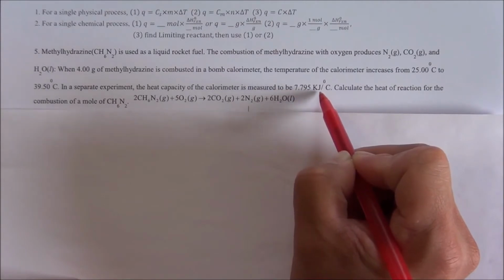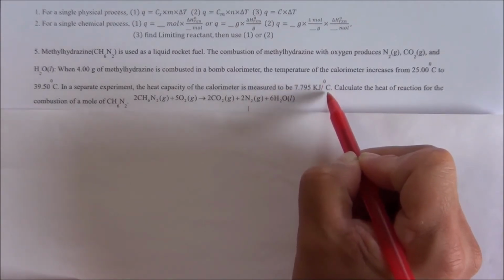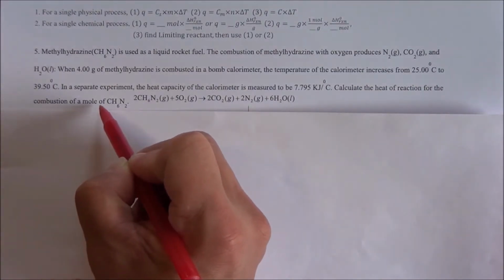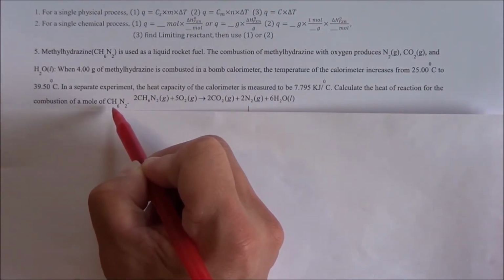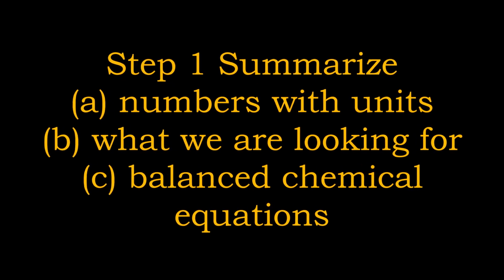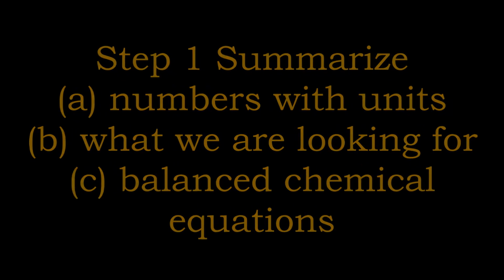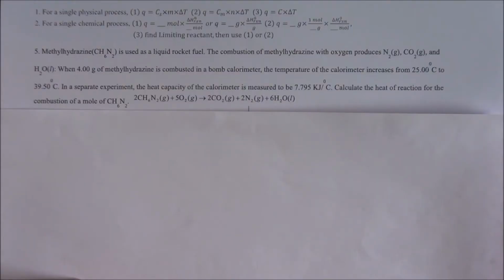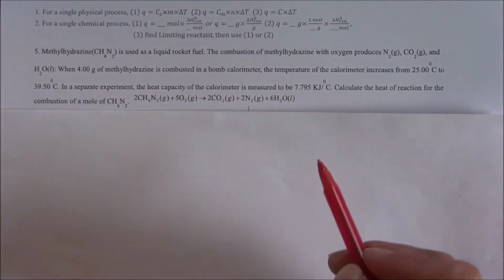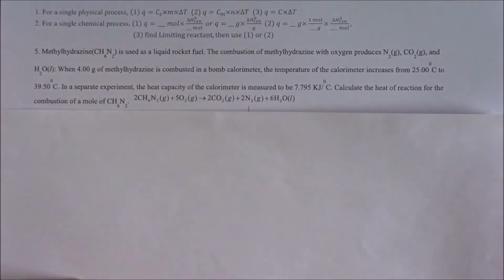In a separate experiment, the heat capacity of the calorimeter is measured to be 7.795 kilojoule per degree Celsius. Calculate the heat of reaction for the combustion of a mole of methyl hydrazine. As we always do, the first step is to summarize the most important information. The most important information includes numbers with units, what we are looking for, and balanced chemical equations if there are chemical reactions in the problem.